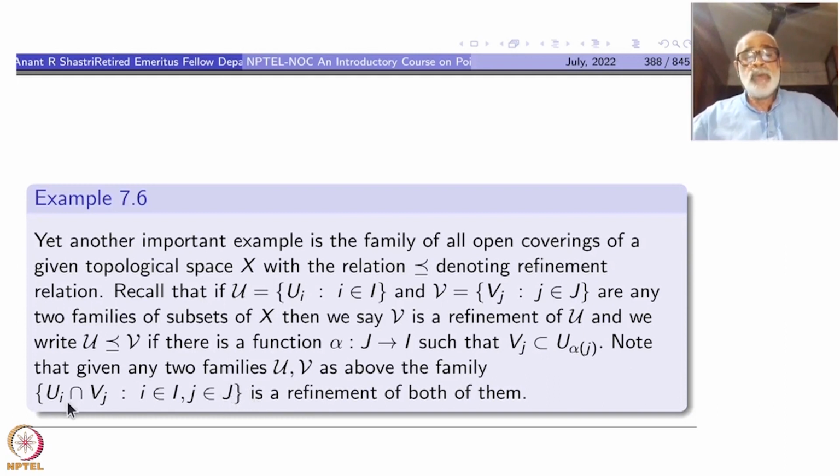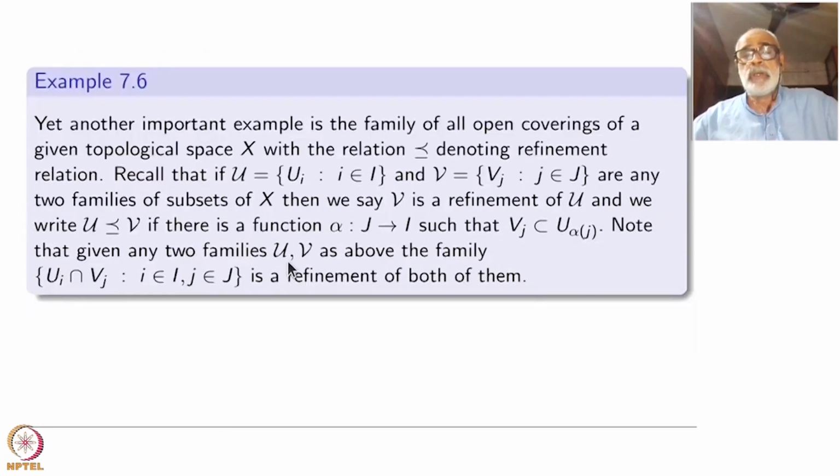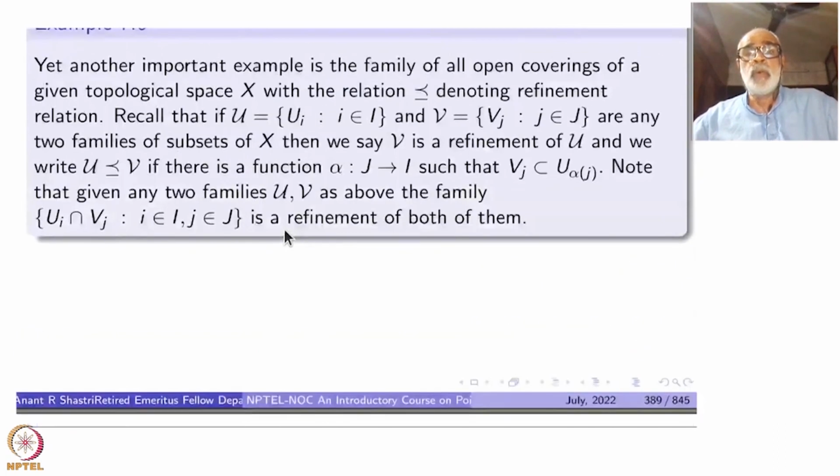All right. Once you have two families like this, you can take U_i intersection V_j, where i runs over I and j runs over J; this will be a common refinement. So that is why this is a directed set. Alright. So notice that here neither U is contained inside V nor V is contained inside U.